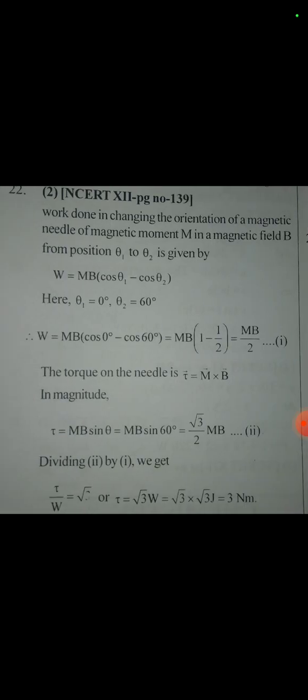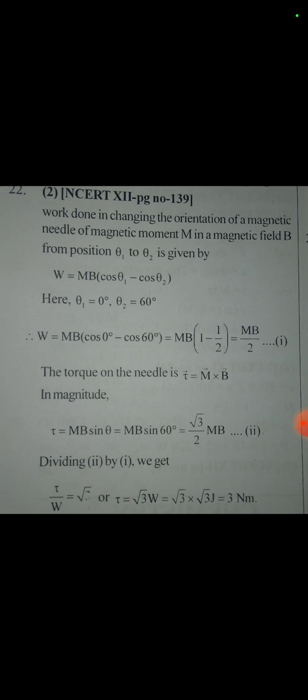So the work done in changing the orientation of a magnetic needle of magnetic moment M in magnetic field B from θ1 to θ2 is given by W is equal to MB (cos θ1 minus cos θ2). Here θ1 is 0 degree and θ2 is 60 degree, because it is suspended parallel to the magnetic field, so it is 0 degree and then it turns 60 degree. Therefore the work comes out to be MB by 2.